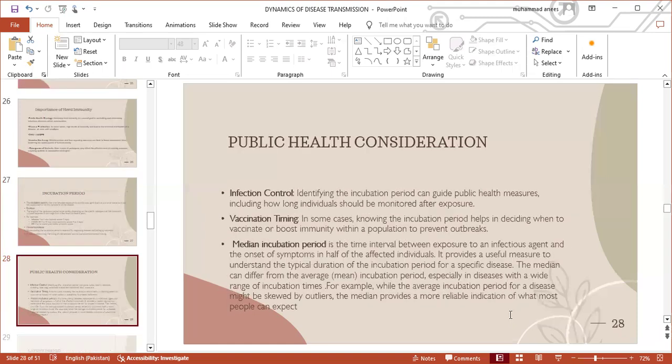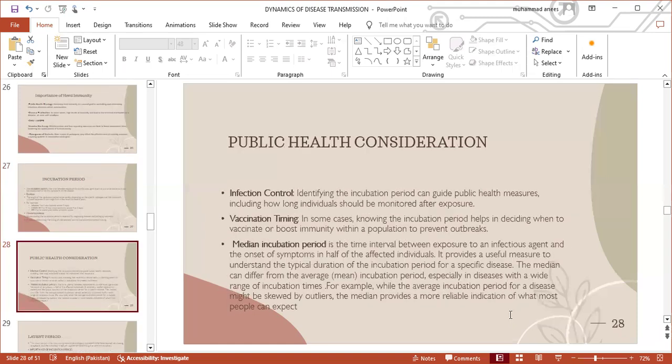and contact tracing. Now, the public health consideration regarding the incubation period is infection control. Identifying the incubation period can guide public health measures, including how long individuals should be monitored after exposure, and vaccination timing in some cases. Knowing the incubation period helps in deciding when to vaccinate or boost immunity within a population to prevent outbreaks.